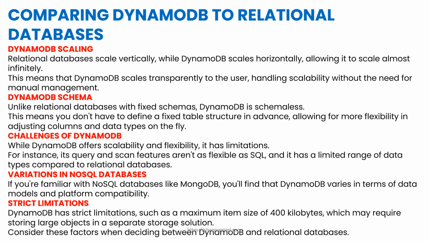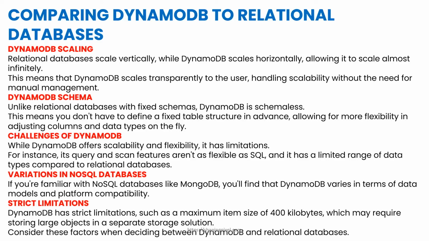So let's compare DynamoDB to relational databases. Relational databases scale vertically while DynamoDB scales horizontally, allowing it to scale almost infinitely. This means that DynamoDB scales transparently to the user, handling scalability without the need for manual management. Unlike relational databases with fixed schemas, DynamoDB is schemaless. This means you don't have to define a fixed table structure in advance, allowing more flexibility in adjusting columns and data types on the fly.